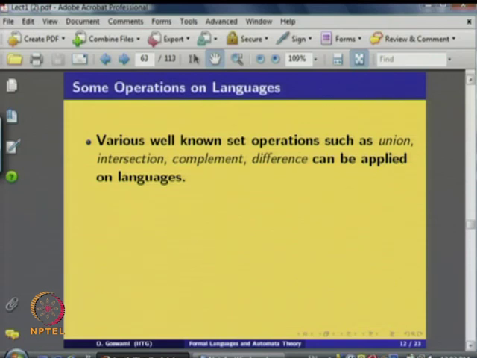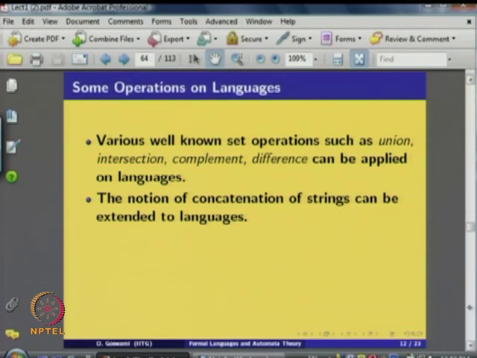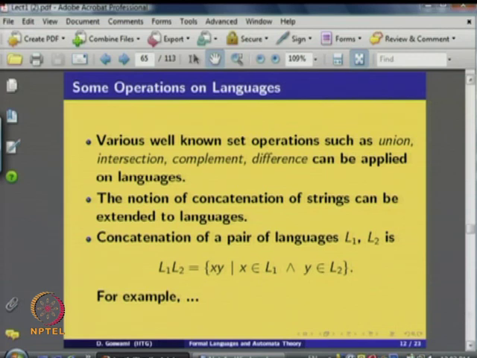Now, since languages are sets, we can apply various set operations such as union, intersection, complement, difference and so on. Similarly, the notion of concatenation which was used in case of strings can also be extended to languages. We define the concatenation for languages like this. Concatenation of a pair of languages L1 and L2 is the set of all strings xy such that x belongs to L1 and y belongs to L2. Let us give some examples.